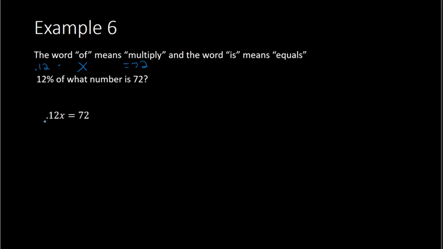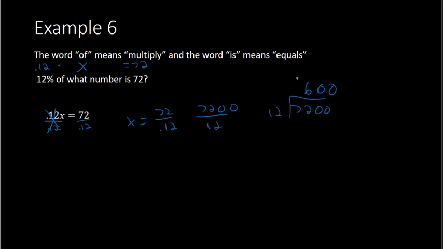I can get rid of the 0.12 by dividing both sides by 0.12. On the left side, the 0.12's cancel. I have x equals 72 divided by 0.12. Then to get rid of the decimal in the bottom, I can multiply top and bottom by 100, which would give me 7200 over 12. When I divide 7200 by 12, I'm going to get 600. So my solution would be 600. And what I found is that 12% of 600 would equal 72.